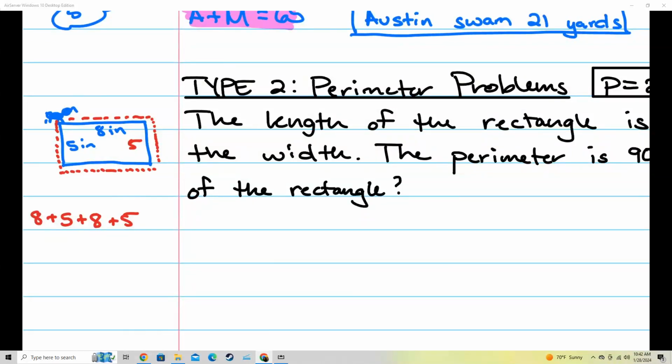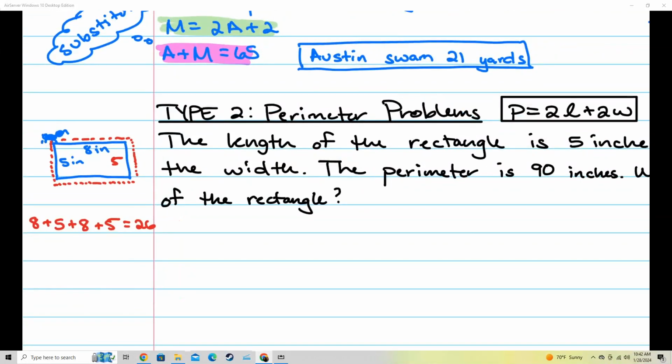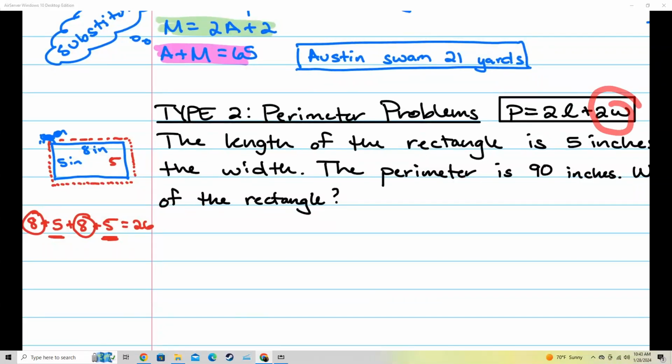So I'm going to add all those up. 8 plus 5 plus 8 plus 5. That is 26 inches total. More importantly, we just found the perimeter of that box, right? And notice when I did that, I did the length twice. And I did the width twice. So that's where that formula is coming from. For the perimeter of a rectangle, you add up the lengths twice and you add up the width twice. Okay, so we are going to be using this quite a bit for the perimeter of a rectangle.